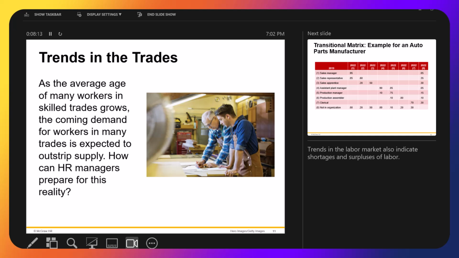Trends in the trades. As the average age of workers in many skilled trades grows, the coming demand for workers in many trades is expected to outstrip supply. How can HR managers prepare for this?